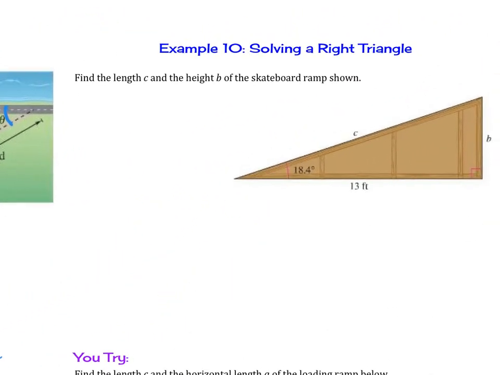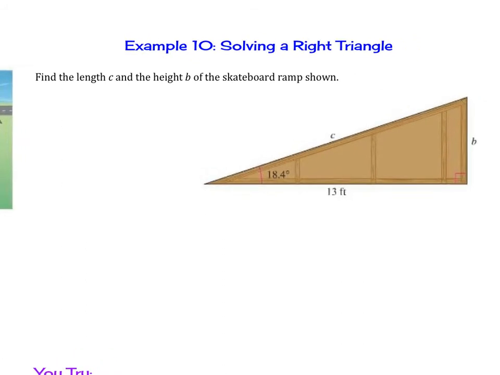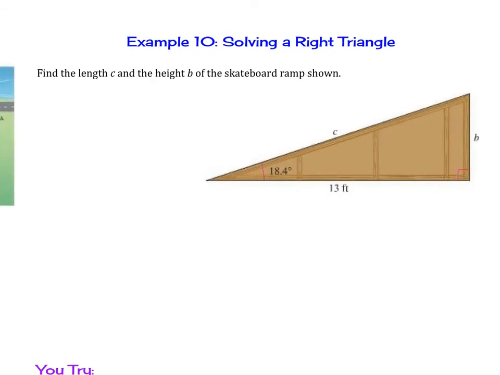Let's try this example here, last example, solving a right triangle. Find the length c and the height b of the skateboard ramp shown. So we have 18.4 degrees and we have 13 feet. Let's try to write some ratios with some of the given values. We know 18.4 and we know the side adjacent. So we can think about tangent of 18.4 degrees equals the opposite over the adjacent. And so we can solve for that.